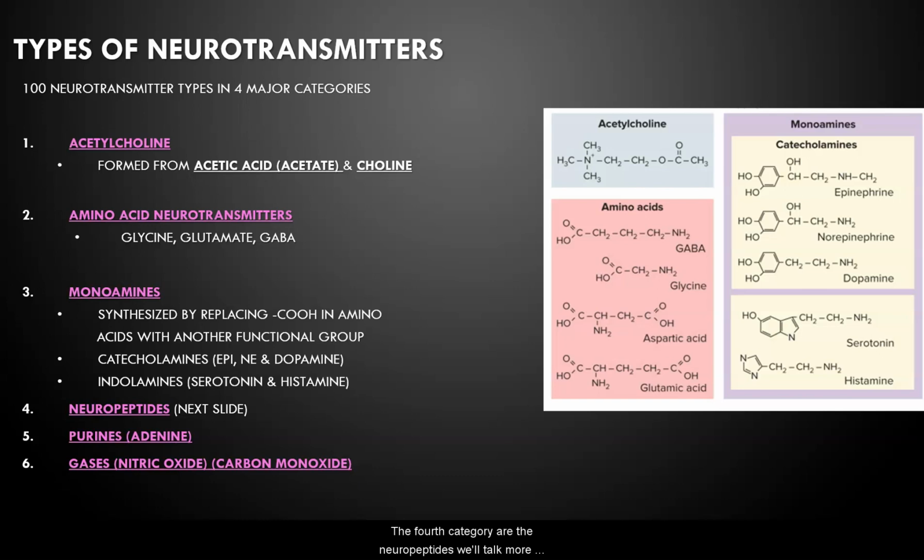The fourth category are the neuropeptides. We'll talk more about those on the next slide. Fifth, purines, especially adenine, can also be a neurotransmitter. And sixth, gases like nitric oxide and carbon monoxide.